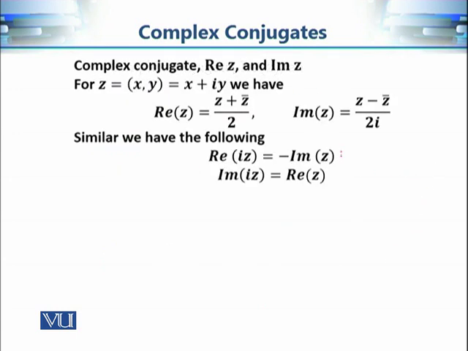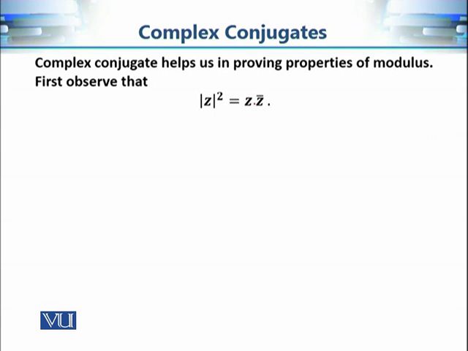Now on the same lines, we can prove the following properties of complex conjugate, which is related to the real and imaginary part of complex number. And I'm leaving these two properties as an exercise. Now the next property relates complex conjugate and the modulus of this complex number.